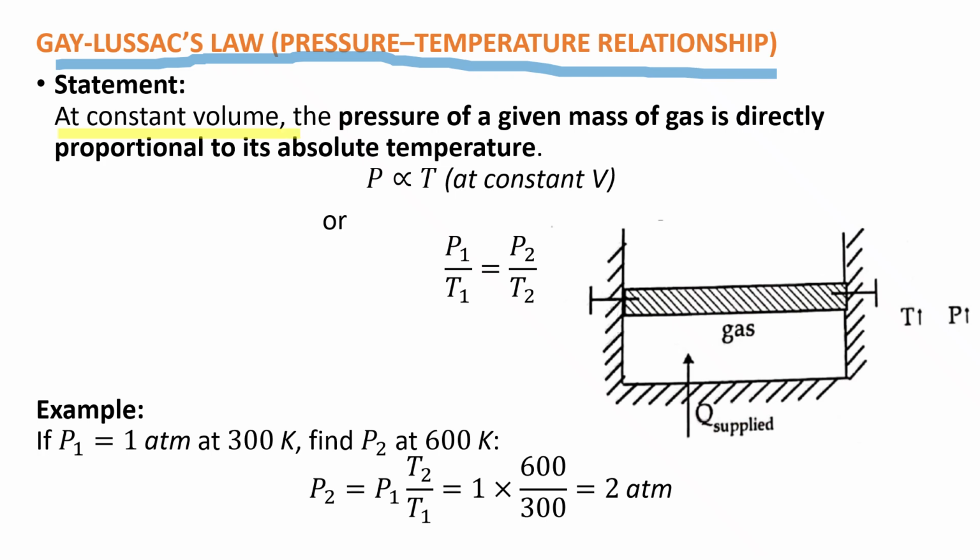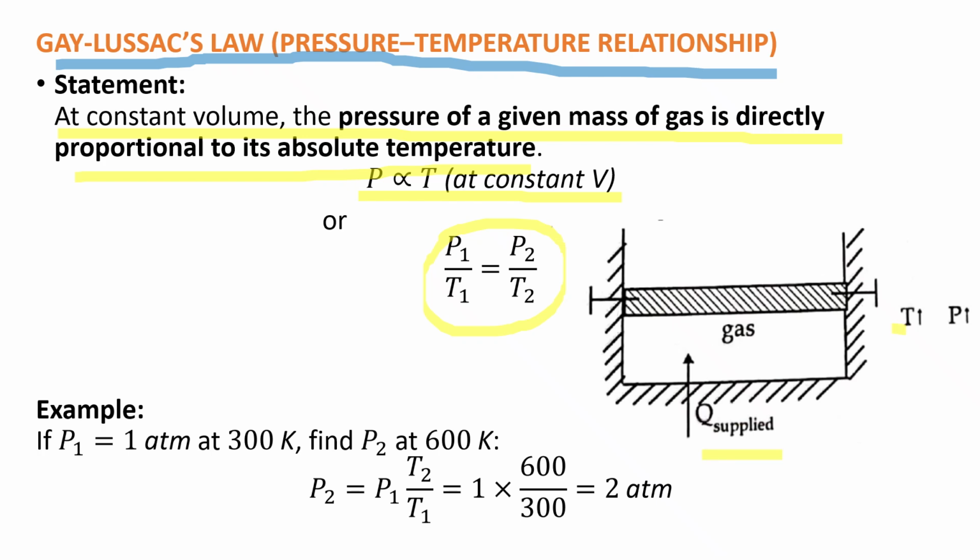So at a constant volume, the pressure of a given mass of gas is directly proportional to the absolute temperature. So P is proportional to T at constant volume, or you can say P1 upon T1 equals P2 upon T2. So what you can see here in the system is, this piston is fixed and the heat is supplied.